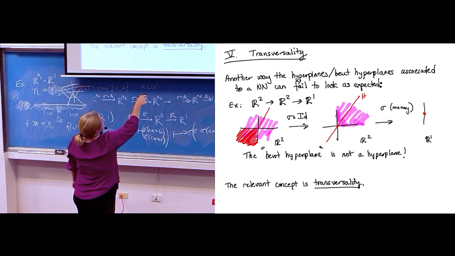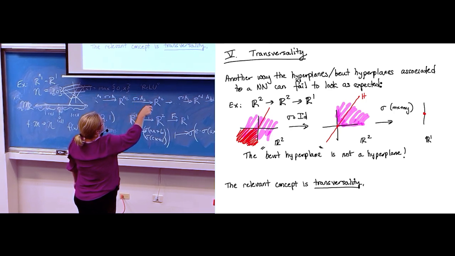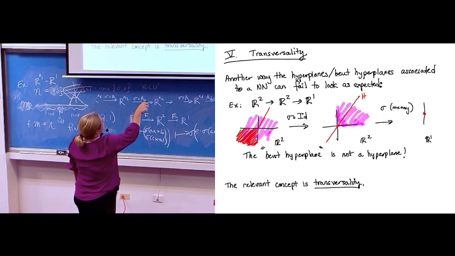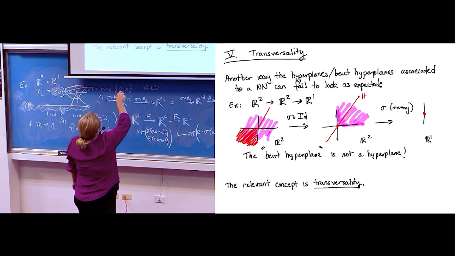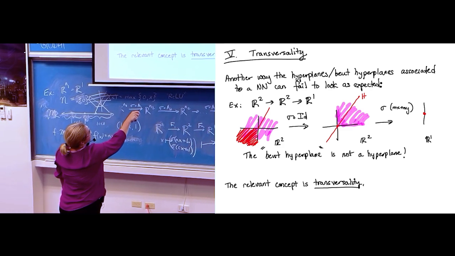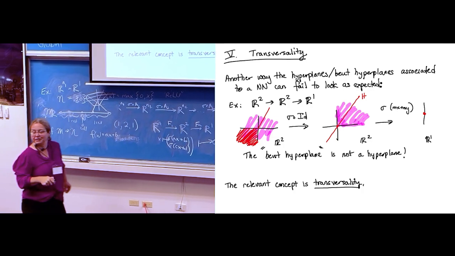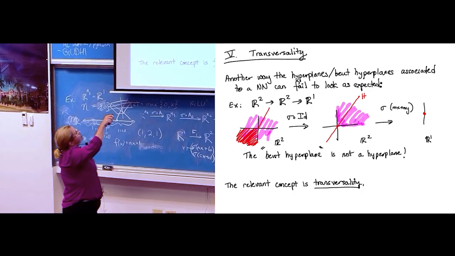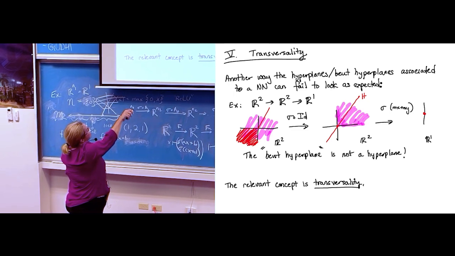So it would be pushed onto the axis. Similarly, points down here get pushed up onto that axis, and everything in the third quadrant here gets pushed onto the origin by the ReLU. Okay, fine. There's one layer map.